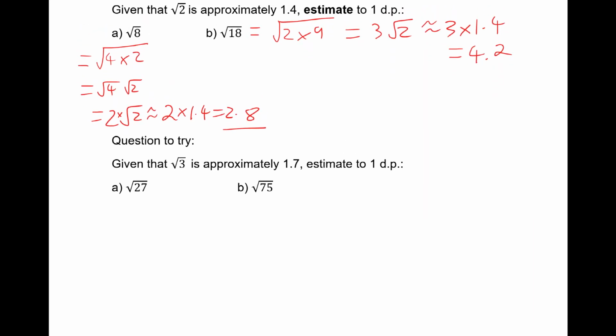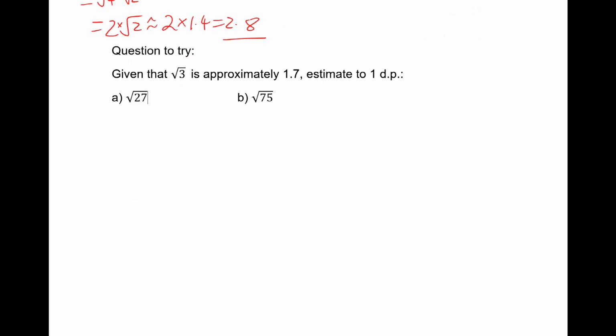Here is a similar question for you to try. Given that root 3 is approximately 1.7, estimate to 1 dp. Pause the video now and have a go, and when you're ready for the answers, press play. Here are the answers.